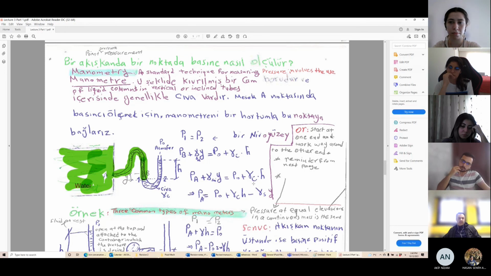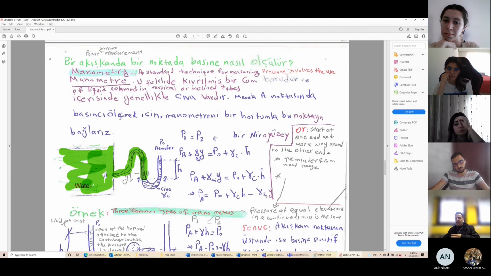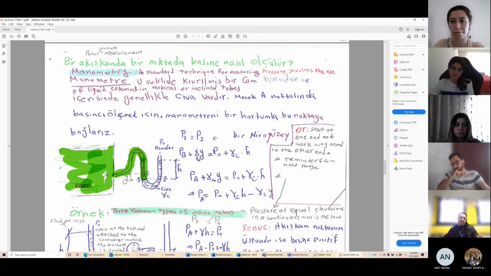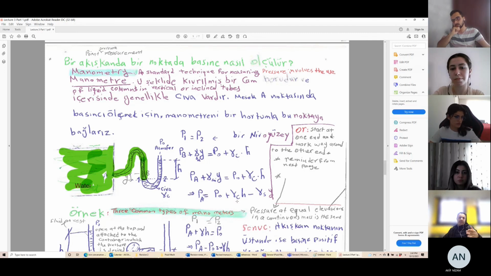All these terms come over here. And I was interested in measuring the pressure at A. And now I can say that PA equals P0 plus gamma C times H minus gamma S times Y. S means water. Look, P0 is at hand, I know it, 10 to the power of 5. Either use or neglect it. Gamma of mercury is at hand, 13.6 times 10 to the power of 4. Gamma of water, 10 to the power of 4, is at hand.